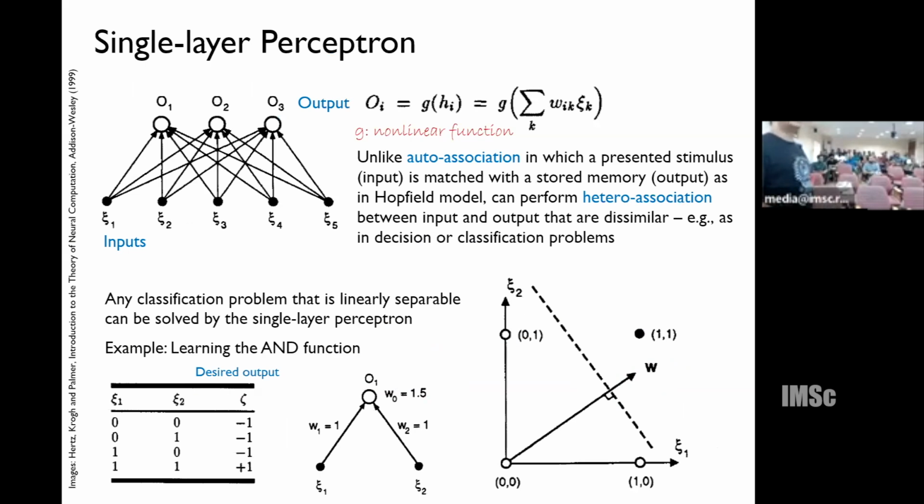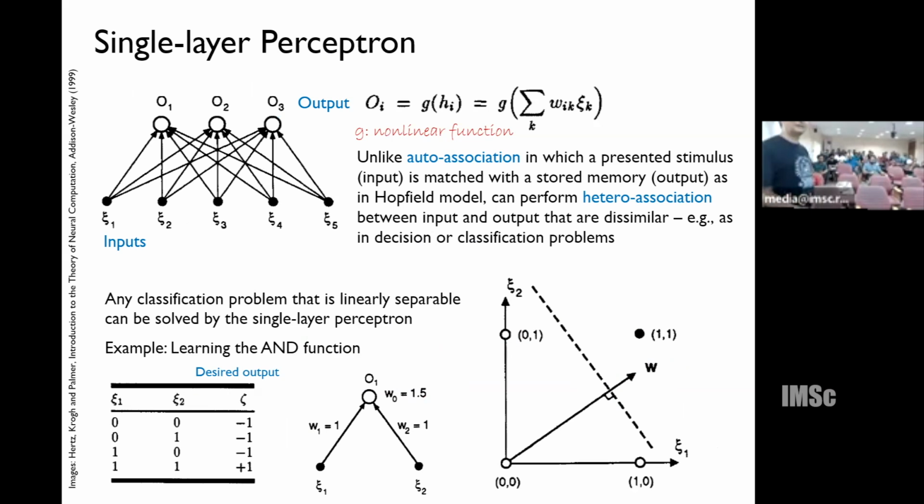So if you take the single layer perceptron, this is basically just a McCulloch-Pitts neuron, as you can see. So the output is given by a nonlinear function of the weighted sum of the inputs. For example, if you take this particular circuit, you have connection weight 1 and a threshold of 1.5, you actually create an AND logic.